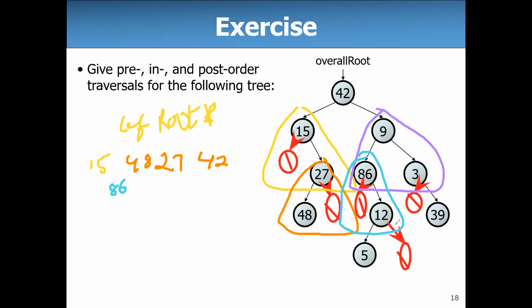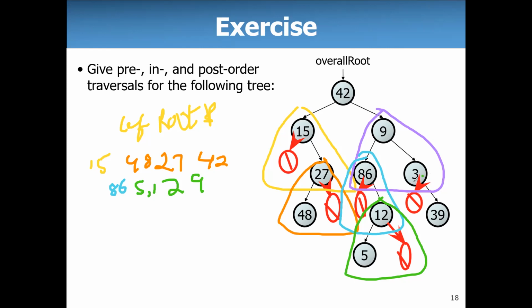So far we have 15, 48, 27, 42, and 86. Now another subtree, let's pick another color, which is this one. Again, we have to apply the same rule, left, root, and right. Does this subtree have left? Yes, which is 5. 5, root 12, and right is null. We will not print. Are we done with these values? Yes. So now we can print this root where we started, which is 9. And now we will go right side.